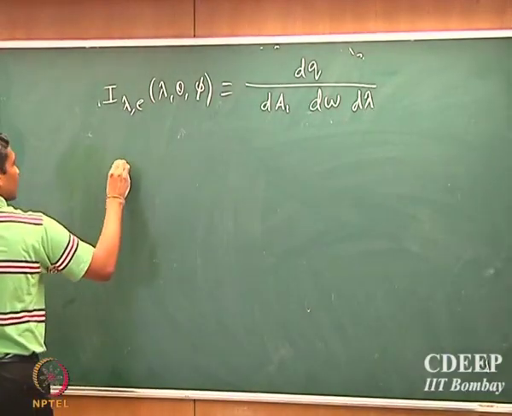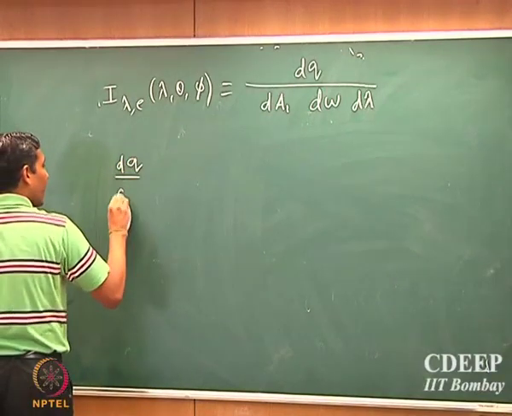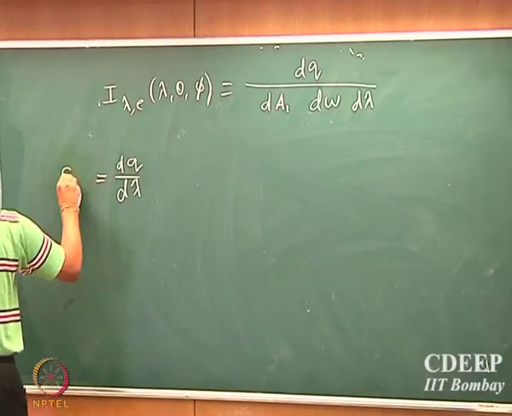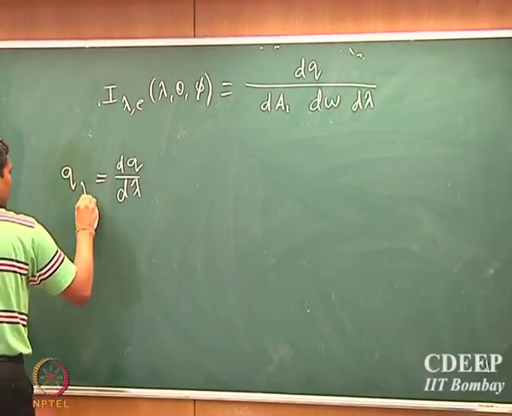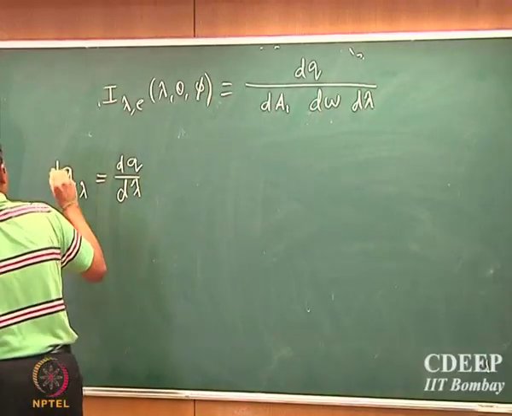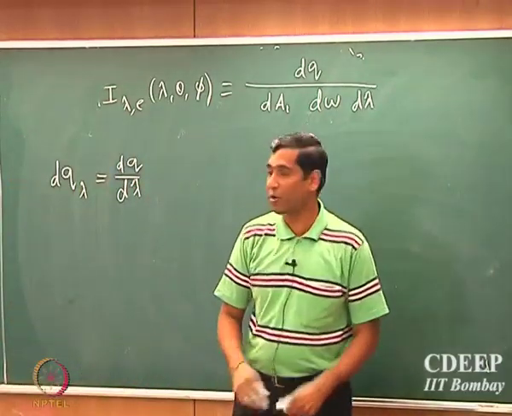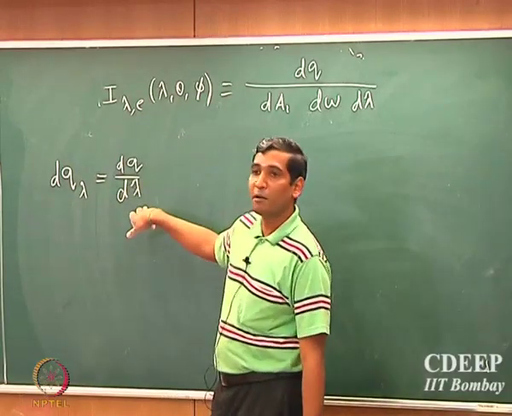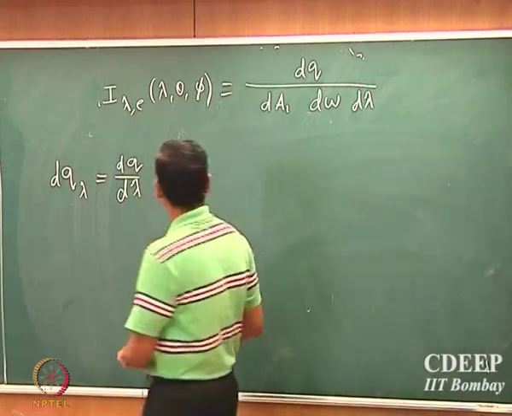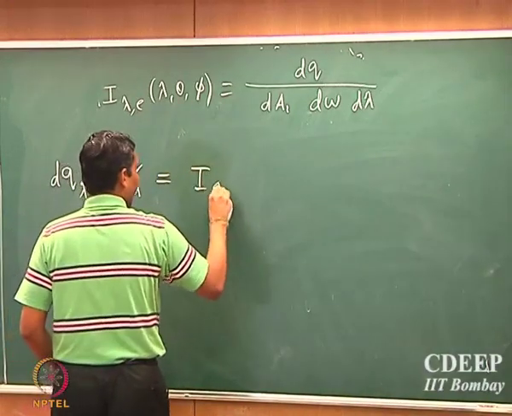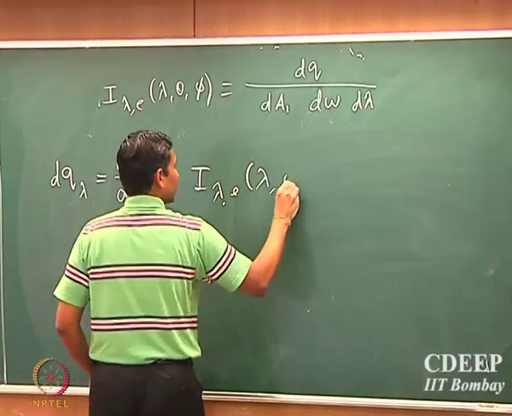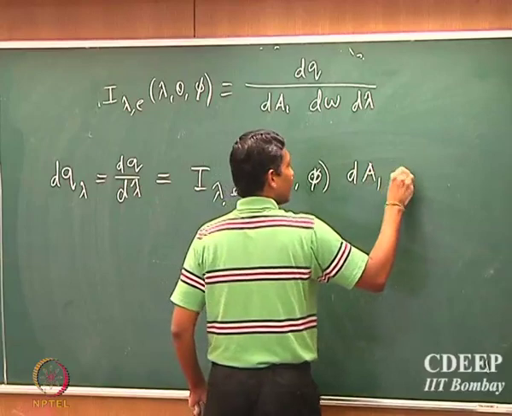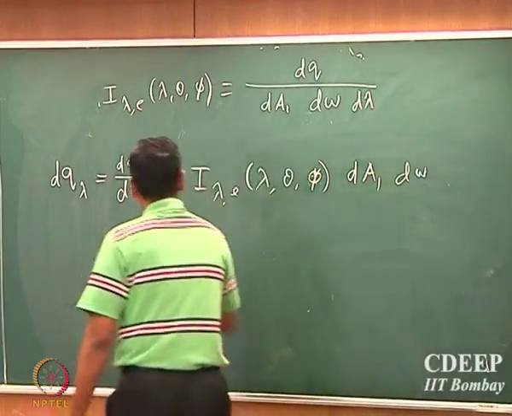So now, dq by d lambda. The terminology generally used in your textbook is dq_lambda, which is basically the heat transfer rate per unit wavelength, and that is given by I_lambda,e(lambda, theta, phi) multiplied by dA1 into d omega. Okay. What is dA1?